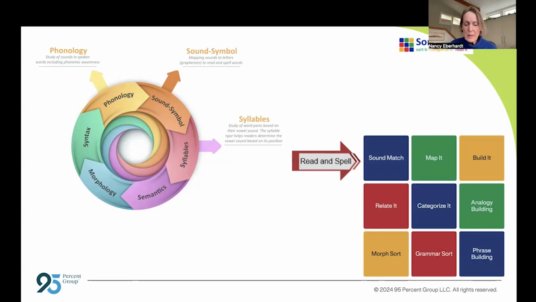Sound match has us focusing on initial phoneme isolation. Map it deals with phoneme manipulation, deletion, segmentation, and manipulation by changing a sound to create a new word. And build it is where we chain from one word to the next to another by changing one sound or one syllable to build new words. And through all of that, a kind of blocked practice, we are trying to help our students become automatic and accurate at the code level.